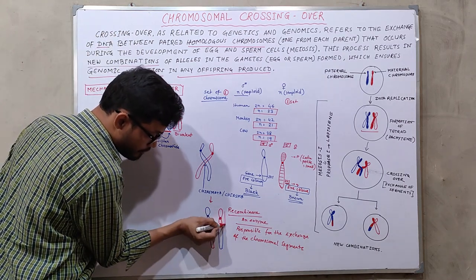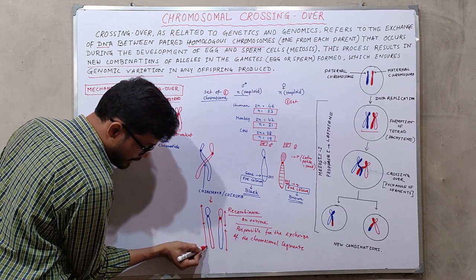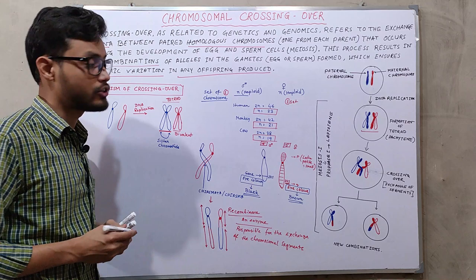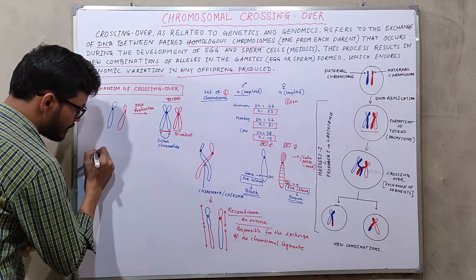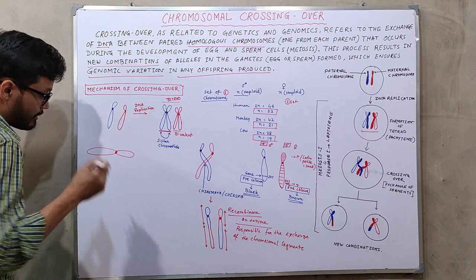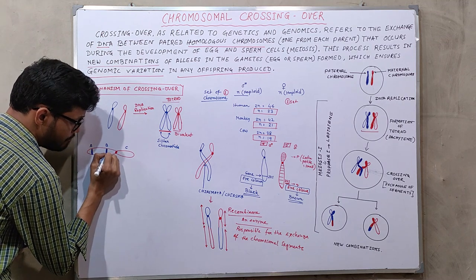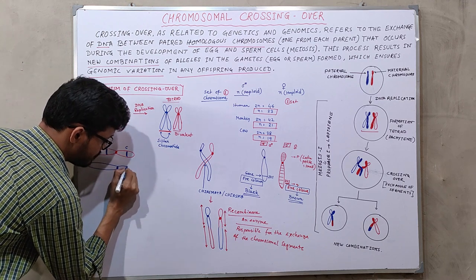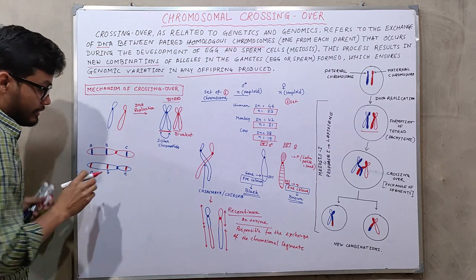Now this red maternal chromosome has the blue portion, and this blue paternal chromosome has the red portion. So they are combining in a new form, and this can generate genomic variation in the offspring. Now there are several factors for crossing over. If we consider this is a chromosome and there are three gene segments, one is A, another is B, another is C. And this other chromosome has the same genes: small a, small b, and small c.